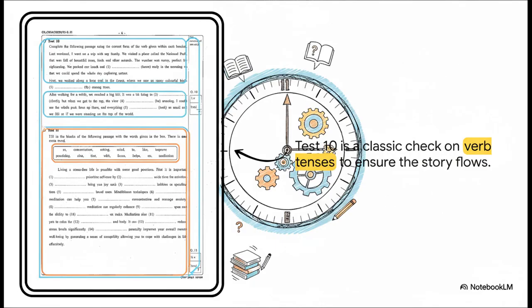And then we have test 10. This one's a classic. You get a little story, and you've got to put the verbs in the right tense. The real point here isn't just to be a grammar quiz. It's about telling a clear story. I mean, if it all happened last weekend, your verbs have to be in the past tense. Simple as that. It's a fundamental skill for anyone trying to tell a story.